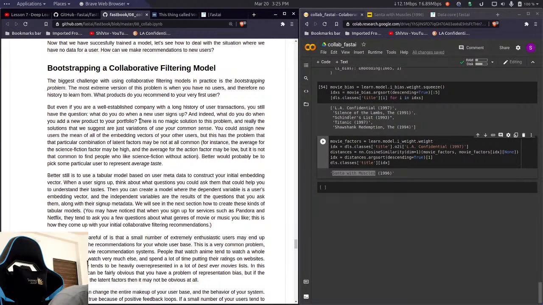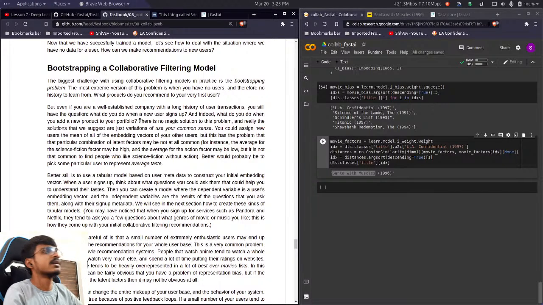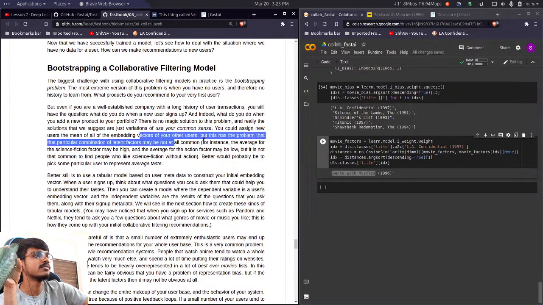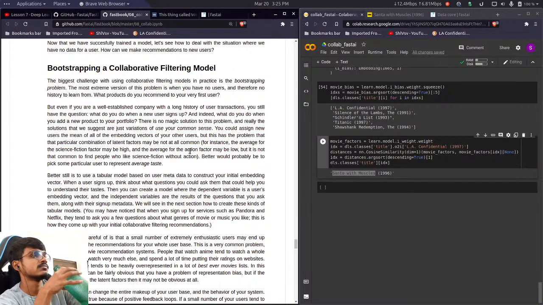There's no magic solution to this problem, and really the solutions that we suggest are just variations of the same theme. You could assign a new user the mean of all the embedding vectors of your other users. But this may not be at all common. For instance, the average for science fiction may be high and the average for action may be low, but it is not that common to find people who like science fiction without action. But better would probably be to pick some particular user to represent average taste.